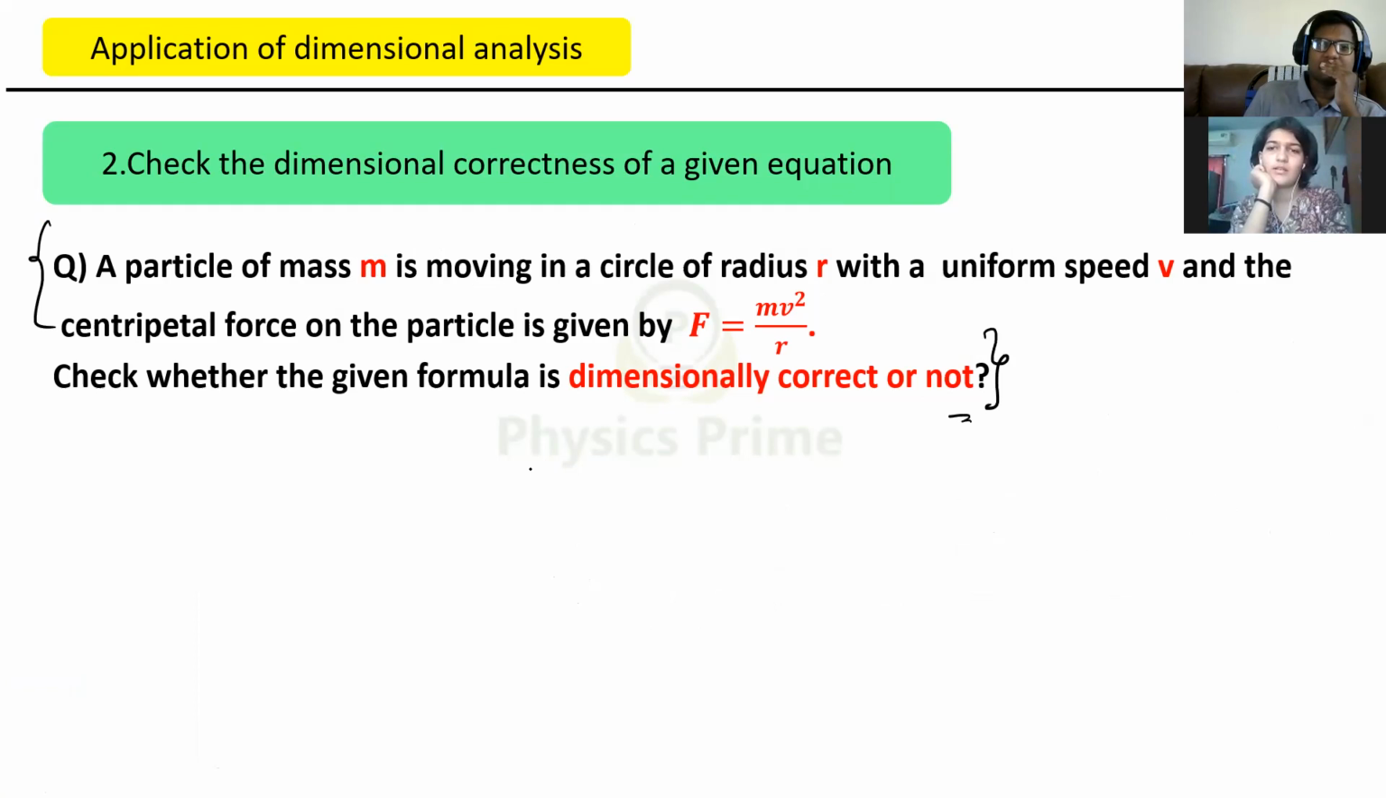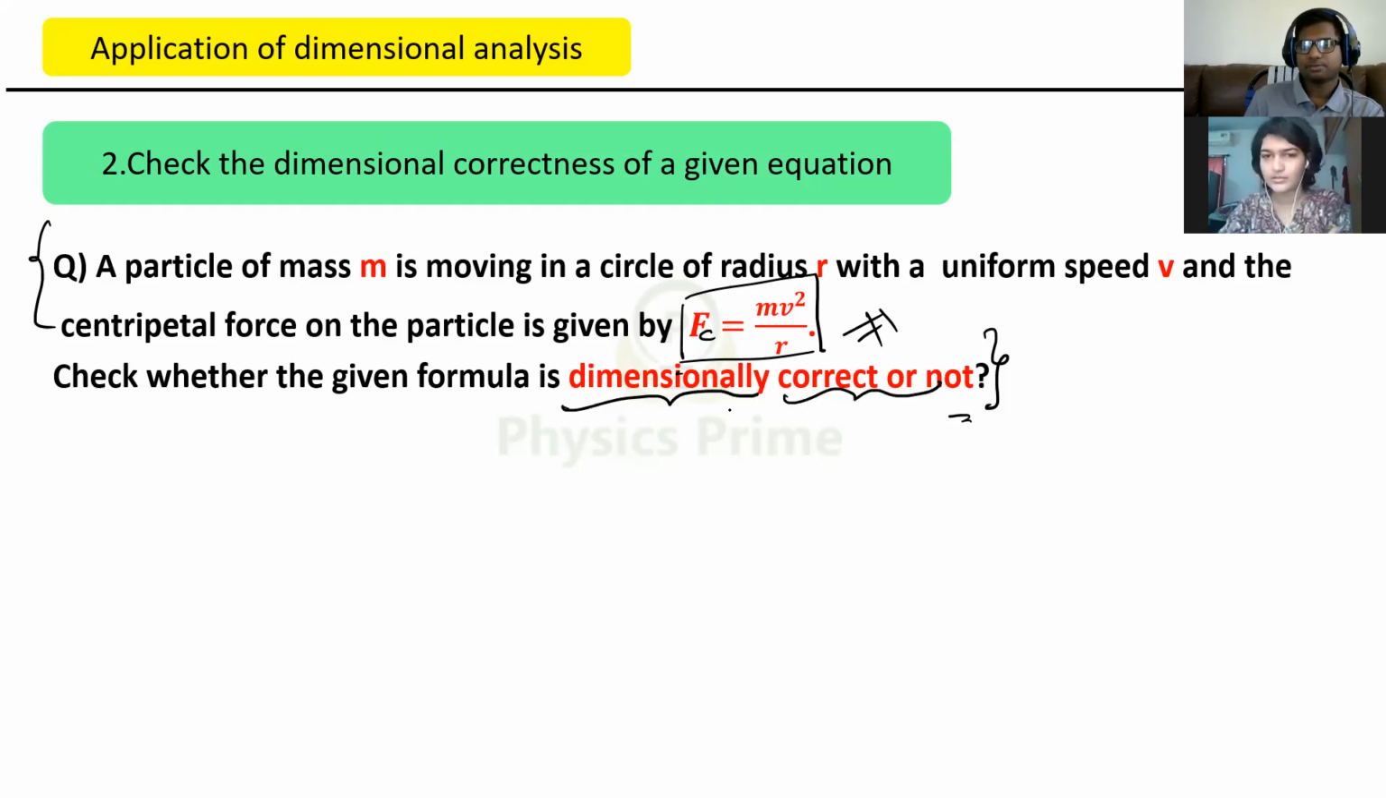A particle of mass m is moving in a circle of radius r with a uniform speed v, and the centripetal force on the particle is given by mv square by r. The formula is given in front of you. Now we have to check whether the given formula is dimensionally correct or not.